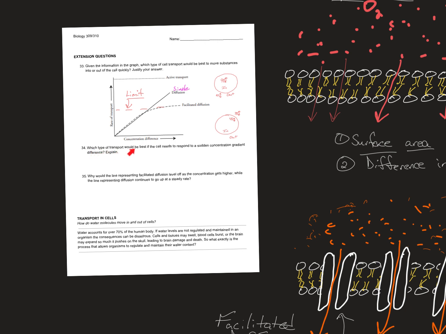Which type of transport would be best if the cell needs to respond to sudden concentration gradient difference? Explain. If you had to respond quickly to concentration difference, notice they didn't say a large concentration gradient, they say sudden. It would be active transport. Active transport is going to be the best because it's fast all the way across. It's not going to depend on the concentration difference. It's always a quick transporter. So if you have a sudden change in concentration, you want active transport to quickly move things in and out.